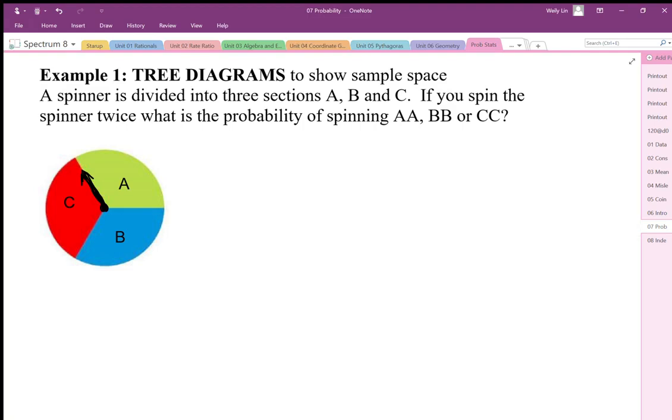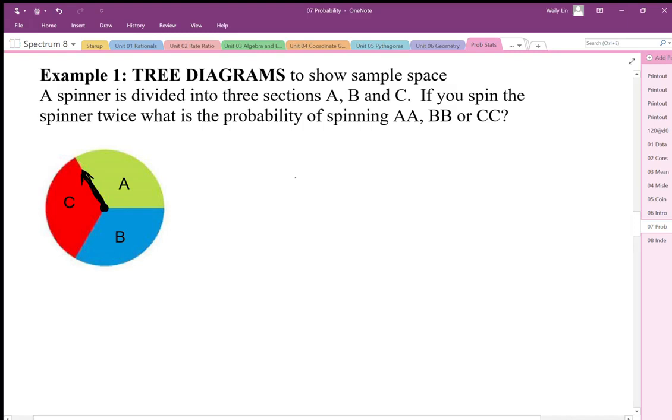Each spin is actually what we call independent, because the second spin doesn't depend on whether we got the first. If I got A the first time, it doesn't make it any more or less likely to get an A the second time. Okay, so we're going to draw this sample space out.